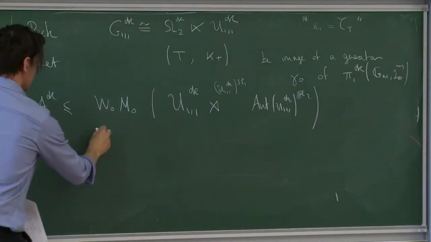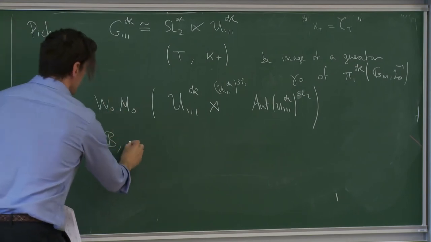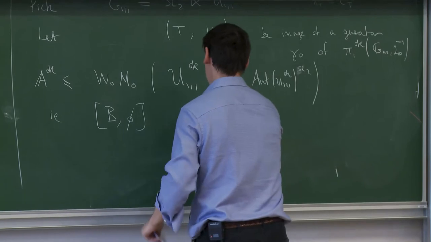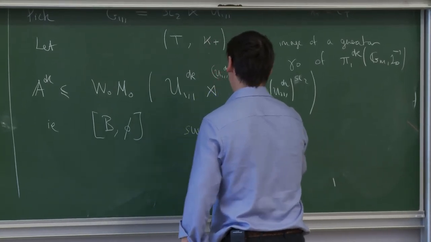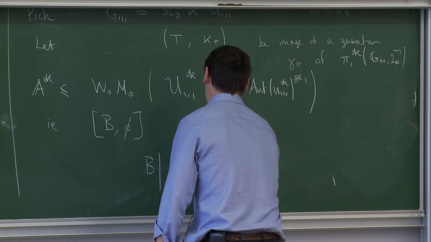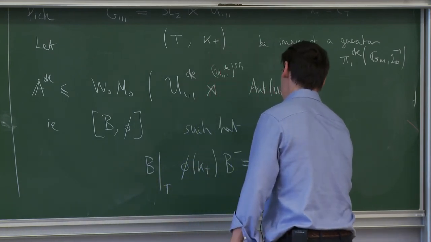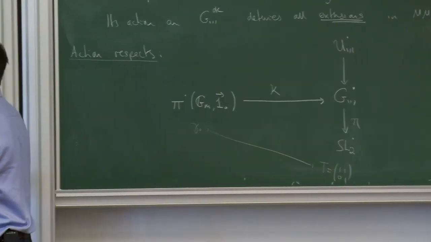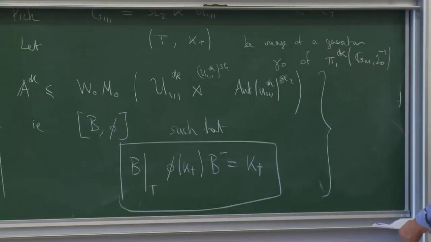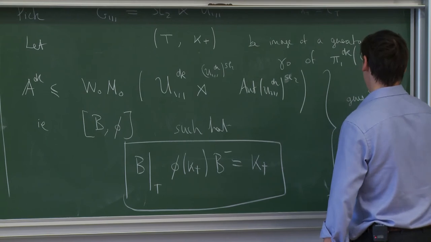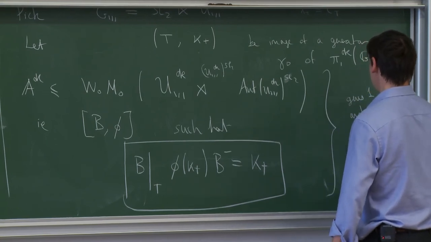In other words, every motivic automorphism can be represented by an equivalence class (B, phi), such that it preserves kappa. In other words, it satisfies the equation B slash T phi kappa plus B inverse equals kappa plus. And that's the condition. This is the condition that the Galois group preserves the image of this under the morphism kappa. And so this defines a subgroup of automorphisms of relative completion. And it really is the genus one analog of the Grothendieck-Teichmuller group.